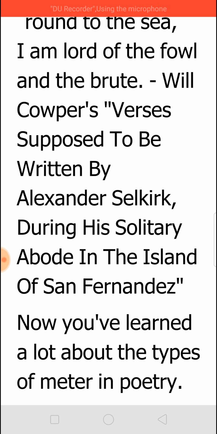Now we have learned about the different meters in poetry. Actually, there are many more. We will see each one in detail in the future videos.